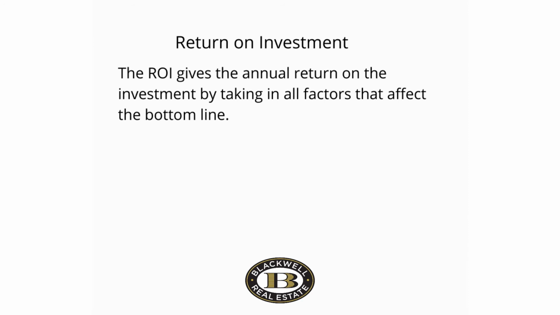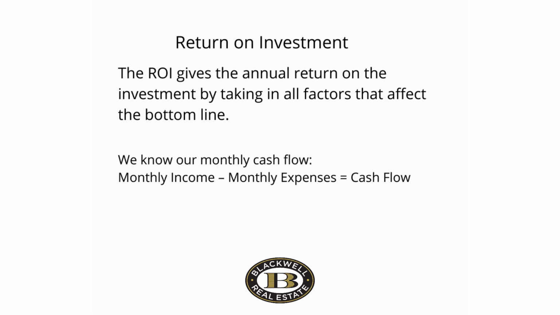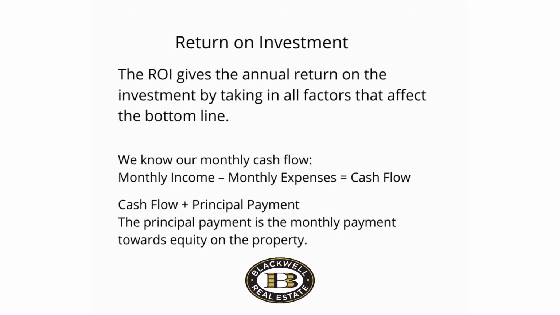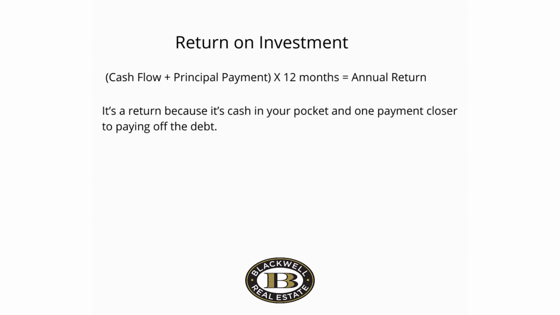Now let's look at return on investment. The ROI gives the annual return on the investment by taking in all factors that affect the bottom line. We know our monthly cash flow is monthly income minus monthly expenses. Next, we add the principal payment, which is the monthly payment you make towards the equity of the property. Take your cash flow and your principal payment and multiply it by 12 for your annual return. We consider it a return because it's cash in your pockets and one payment closer to paying off the debt.